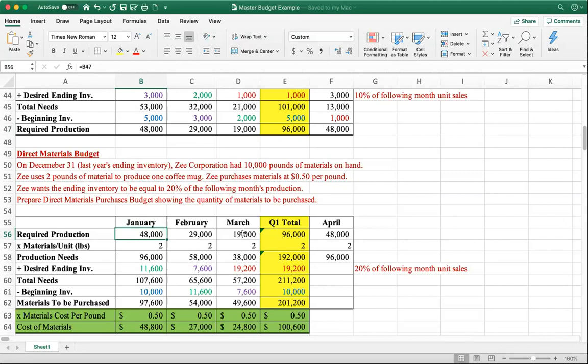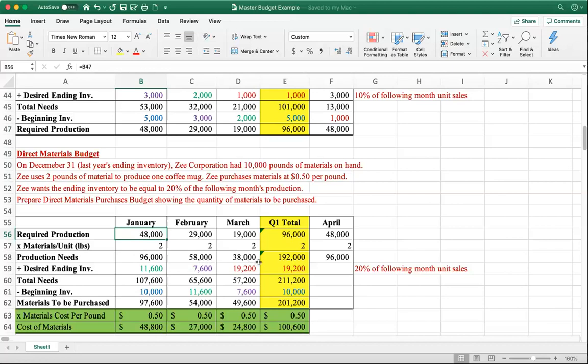Now again, your production need depends on how much material you need to produce 1 unit of output, right? So we need 48,000 units as the required production, but how much material do we need to produce each unit? If we needed 10 pounds to produce 1 unit, then 10 times 48,000 would be 480,000 pounds, right? In this case, we need only 2 pounds because Z uses only 2 pounds of material. So our production need is 96,000 pounds in January, 58,000 in February, and 38,000 in March.